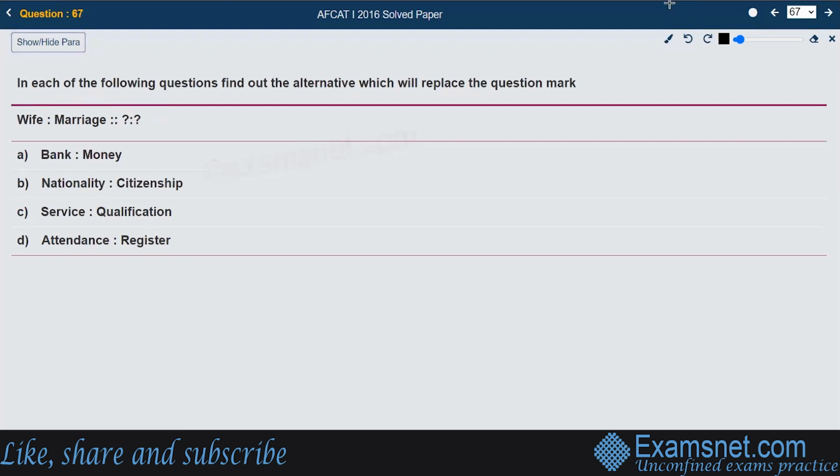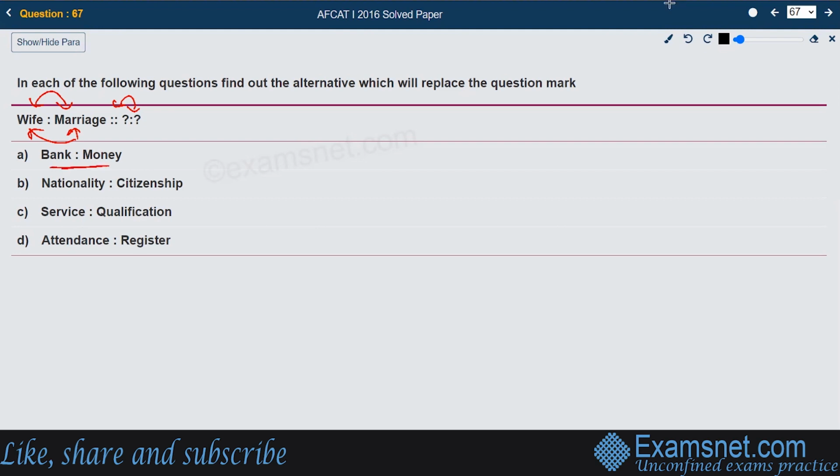Next, in each of the following questions, find out the alternative which will replace the question mark. Whatever is the connection between wife and marriage, the same connection should be between the third and fourth. So when you do marriage, then you get a wife. This is the connection. So the first is received when you do the second. Okay, so money is received.